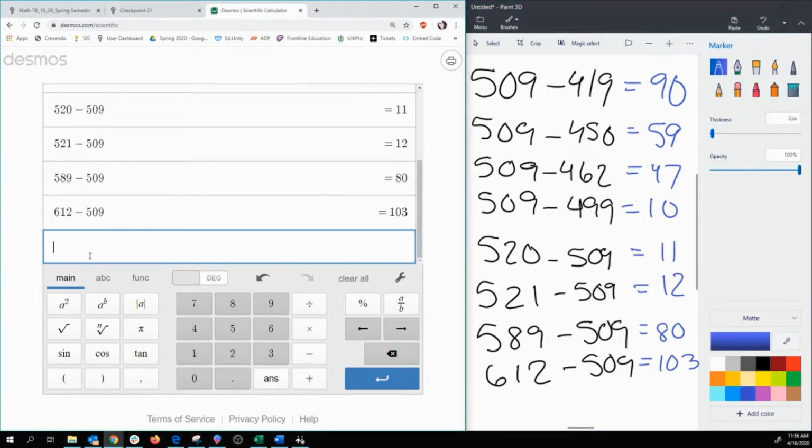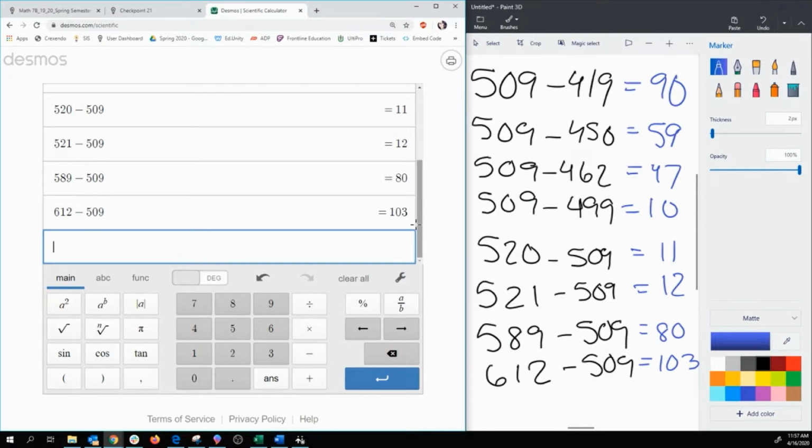Like say on this last one, I did 509 minus 612. Do you see how it's the same number, just one is negative, right? As long as you yourself know that when you're finding your distance, your answer is always positive, you can do it this way, but just make sure that when you write it down somewhere, you take that 103 and treat it as a positive number. Does that make sense? Okay, perfect. So make sure that all your numbers are positive.